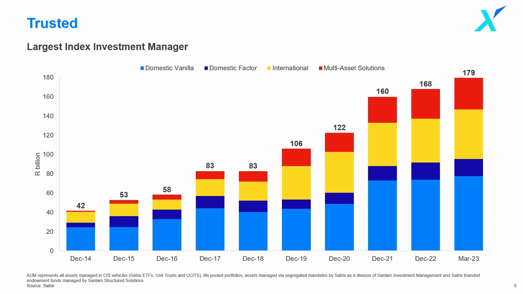Domestic factor are strategies that are non-market cap weighted and typically target factors, which are sources of risk premia, typically rewarded with additional returns in excess of what the broad market offers. International is a very rapidly growing part of our book, and you can see that in yellow and how that has grown through time. And then we also put all of our different building block strategies together to form multi-asset solutions or balanced funds, and you can see that there's been very healthy growth in that space as well.